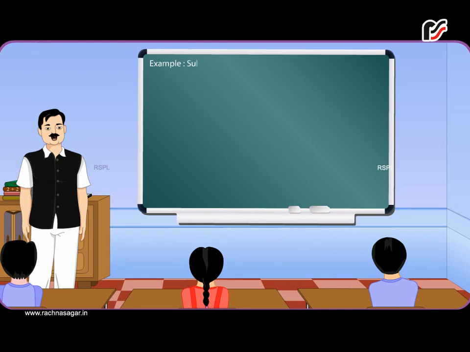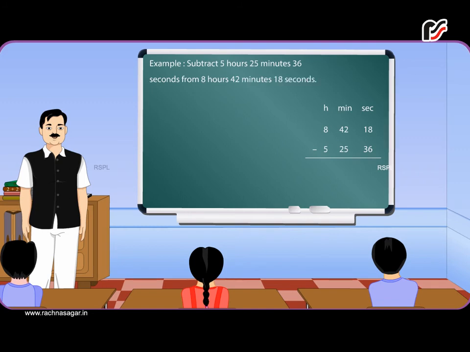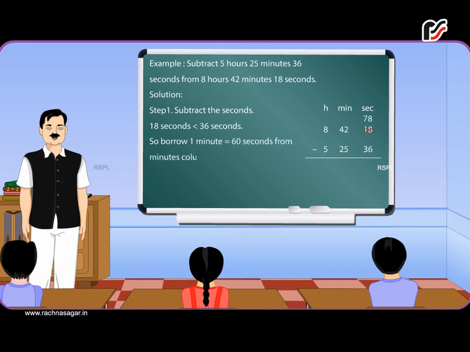Example: subtract 5 hours 25 minutes 36 seconds from 8 hours 42 minutes 18 seconds. Solution. Step 1. Subtract the seconds. 18 seconds is smaller than 36 seconds. So borrow 1 minute equals 60 seconds from minutes column. Now, subtract 36 from 78 equals 42. Write 42 in seconds column.